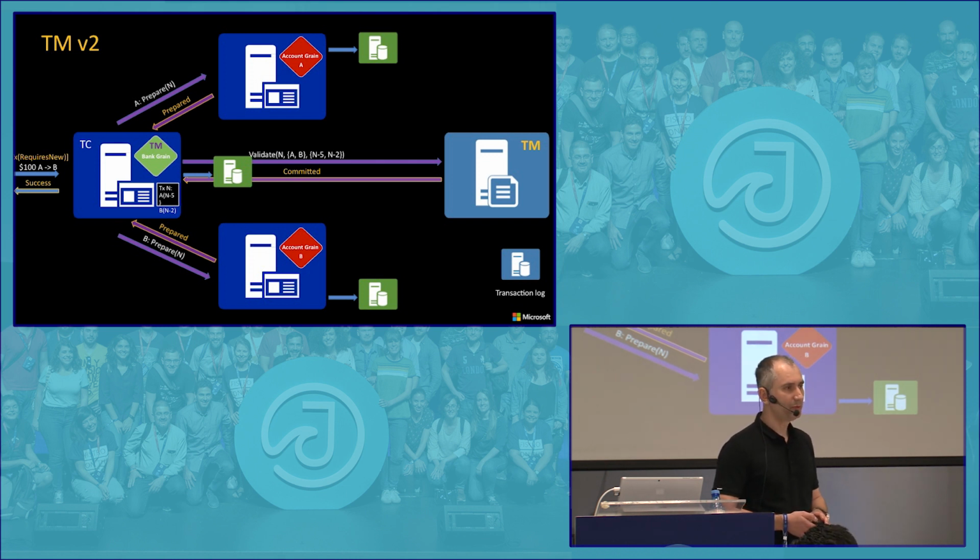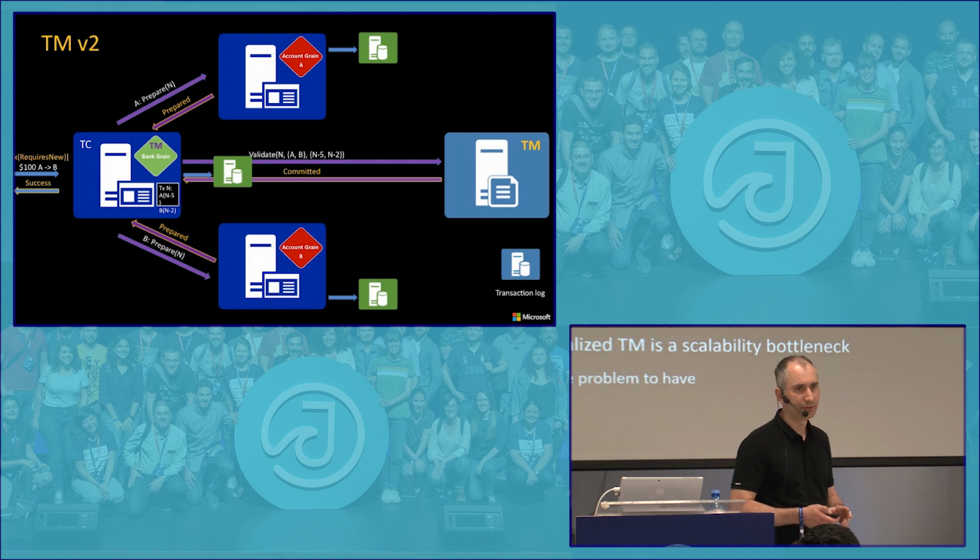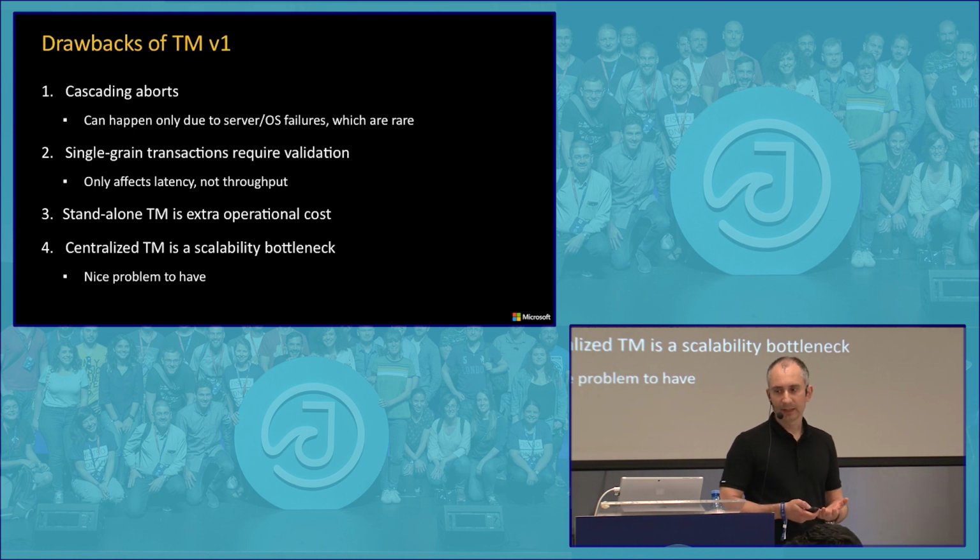So it's a very simple improvement. I mean, simple conceptually. There's a lot of code involved in this, of course. But if we look at the original list of drawbacks, we see that the single grain transactions can now be executed and validated on the grain itself. So it doesn't need to talk to any other entity. So there is no round trip needed for read operations.